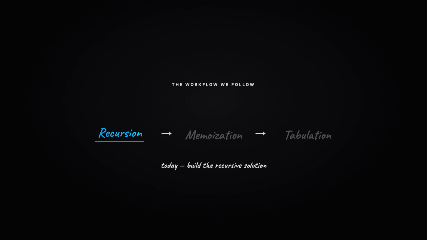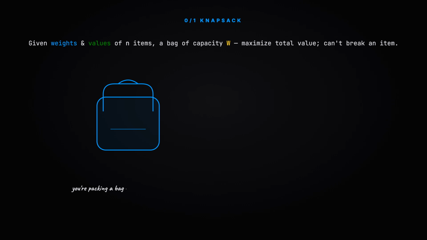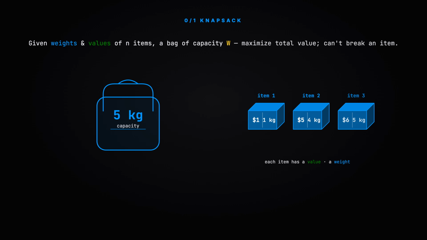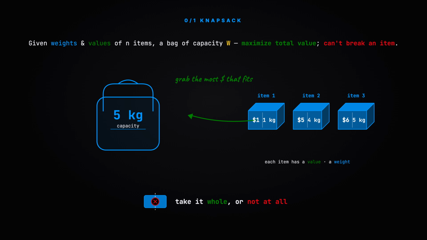Once you understand this recursion, the rest becomes much easier. Here is the problem, stated exactly as you would see it in an interview. You are given the weights and the values of n items and a knapsack that can hold a total capacity of W. Put items into the knapsack so that the total value is as large as possible. And remember, this is a 0-1 knapsack. You cannot break an item. You either take the whole thing or you leave it.